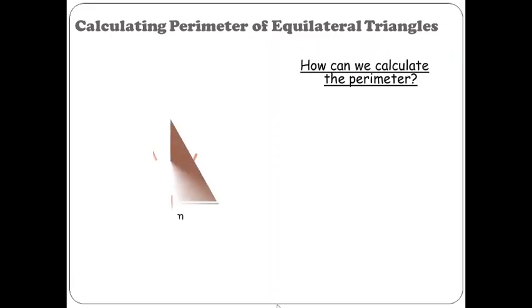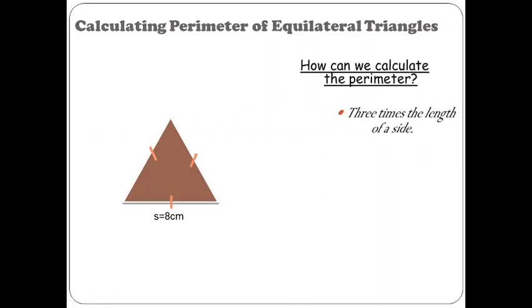Okay, the second one is calculating perimeter of equilateral triangles. We have to use a formula for it, and here you see an equilateral triangle with the identical marks that show that all the 3 sides are equal in length. What is the formula? 3 times the length of a side. So we have to multiply the length of a side with 3, as the equilateral triangle has 3 sides, or any triangle has 3 sides, so you have to multiply side length with 3.